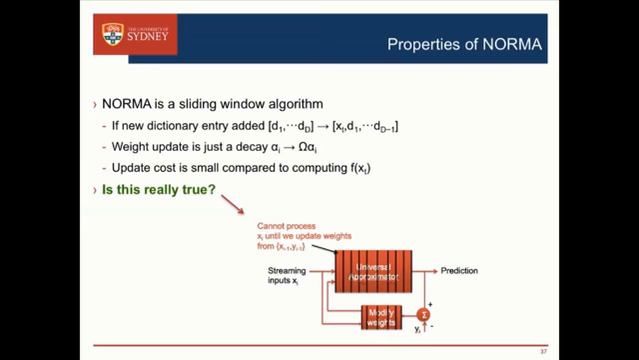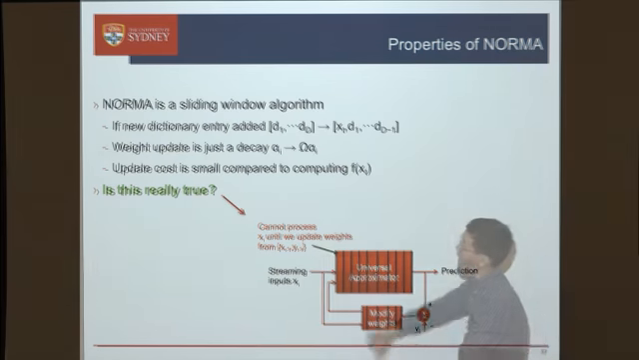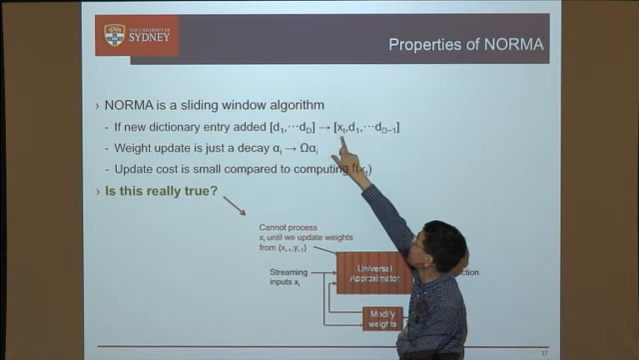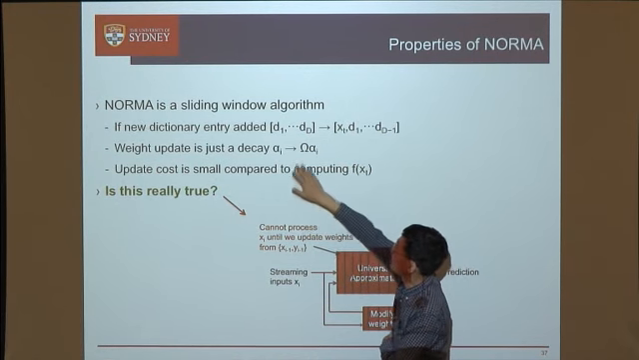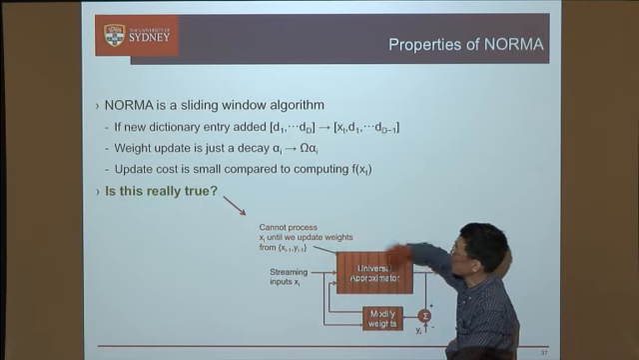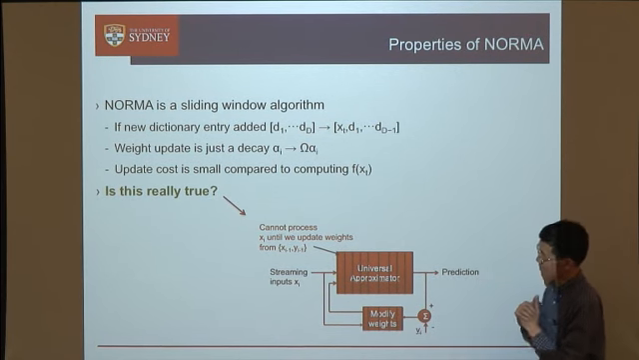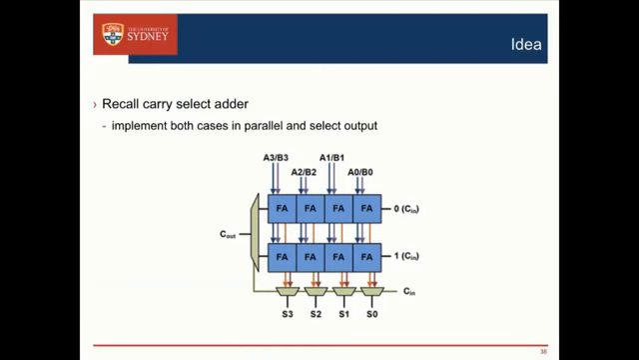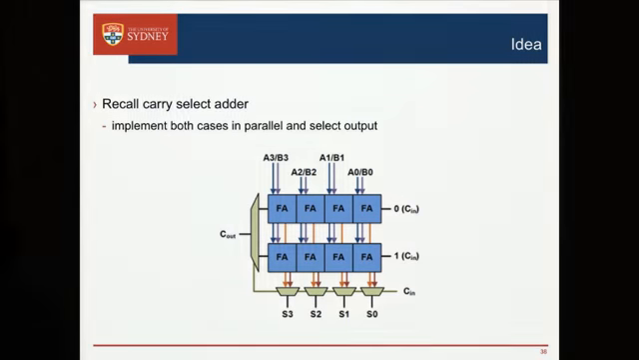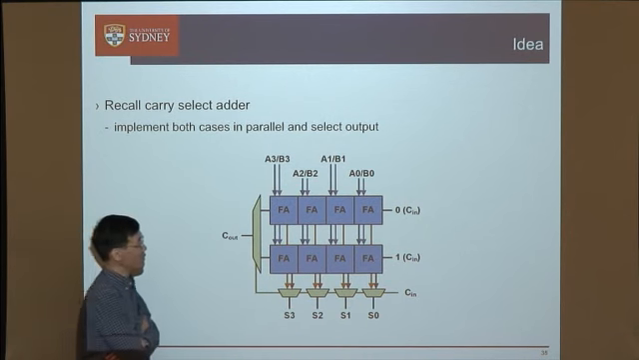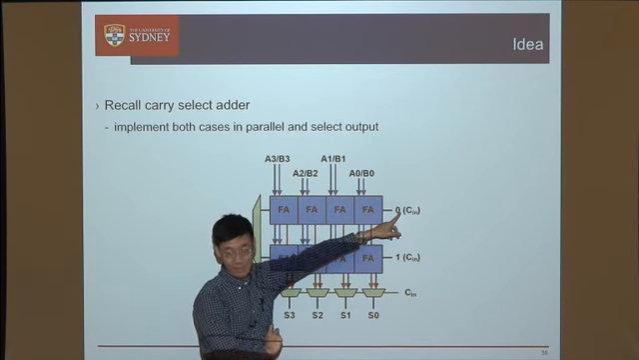NORMA is a sliding window algorithm. If we add this new data point, our dictionary goes from this to this: we put the new data point in here and throw away the last data point. The weight update is just a decay, and the update cost is small compared to computing this function f. Remember what I said about the issue of the dependencies? We wondered whether that's really true, and we got some inspiration from a carry select adder. Recall that in a carry select adder, we want to minimize the latency along the critical paths.